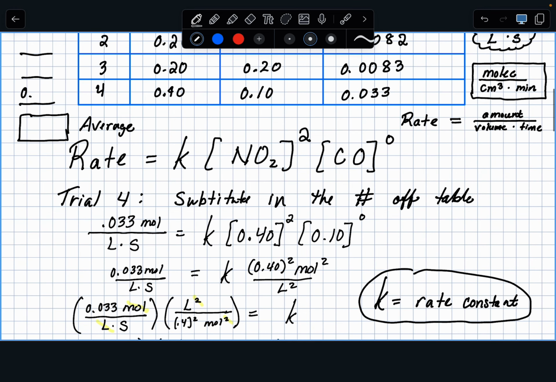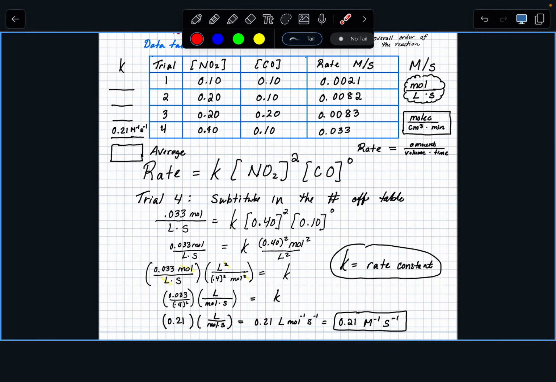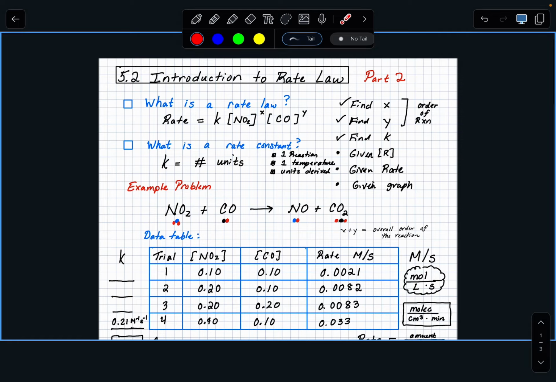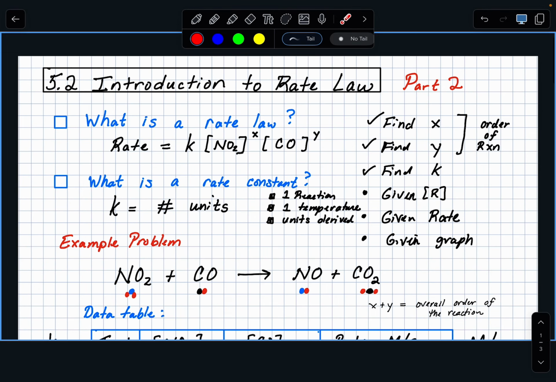Now, we technically solve for it for this one. And you could do this for all 4 trials, but they tend to be the same number if it's a book type problem. So you don't usually have to find all 4 of them and then average. All right, well, hopefully that would help you solve for, again, the value and the units of K.